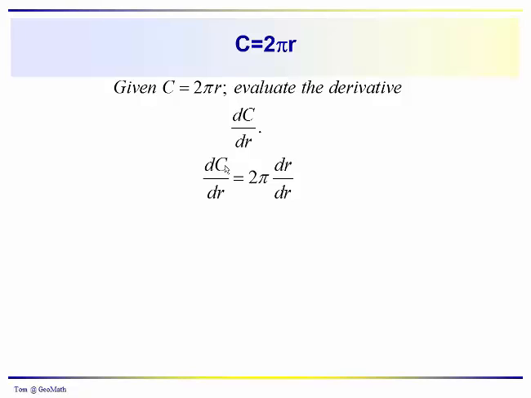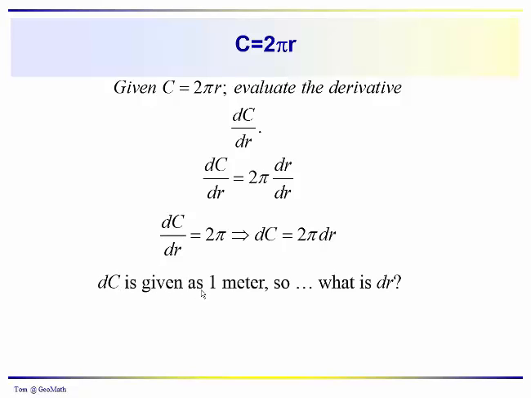dC/dr is equal to 2 pi dr/dr. So we're just taking this derivative operator, differentiating this expression. These constants are not functions of the radius. We have 2 pi times dr by dr, which is just 1. So just solving for dC, dC/dr is equal to 2 pi. So we have dC is equal to 2 pi dr. And dC is given to us as 1 meter.